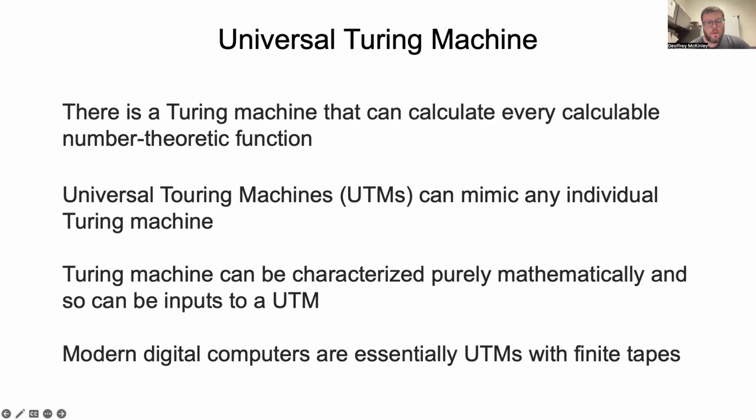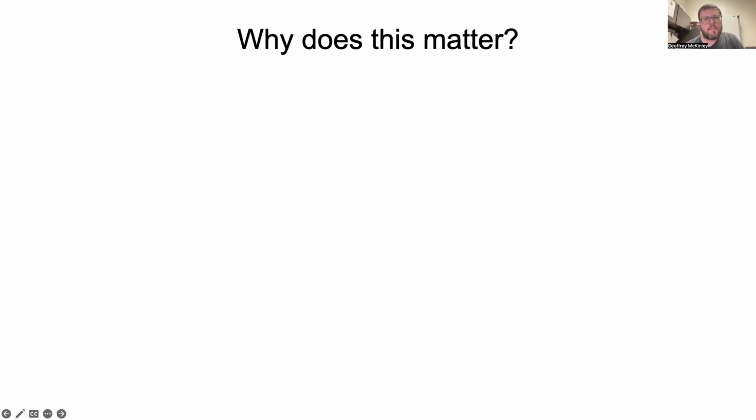By doing this, you've basically created a way to mechanize at least some parts of thinking, or some subset of thinking. All right, so you might be saying, why does this matter? Why are we talking about this?